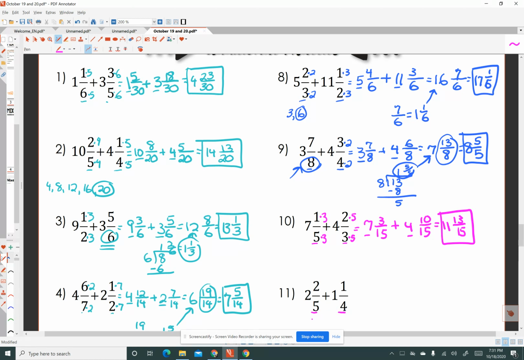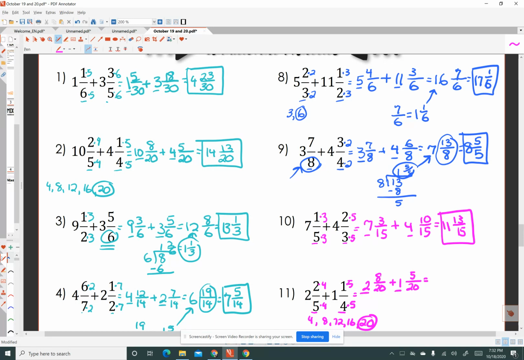Here we have denominators of 5 and 4. So multiples of 4 are 4, 8, 12, 16, 20, and we know that 20 is a multiple of 5. So that will be our new denominator. So we have 2, and how many 20ths? 5 times 4 is 20, 2 times 4 is 8, plus 1, and again, how many 20ths? 4 times 5 is 20, therefore 1 times 5 is 5.